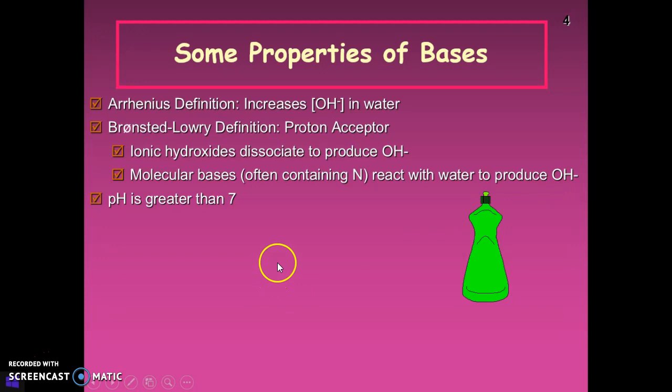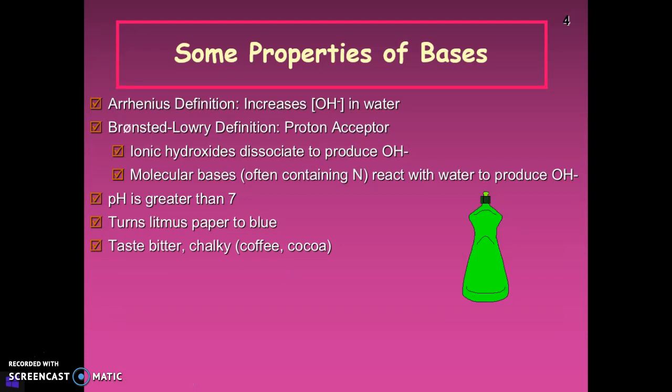Bases have pHs that are greater than 7. They turn litmus paper blue. They typically taste bitter or chalky. Coffee and cocoa are examples of some bases. They are likewise electrolytes, just like acids. They react with acids to form salts and water.